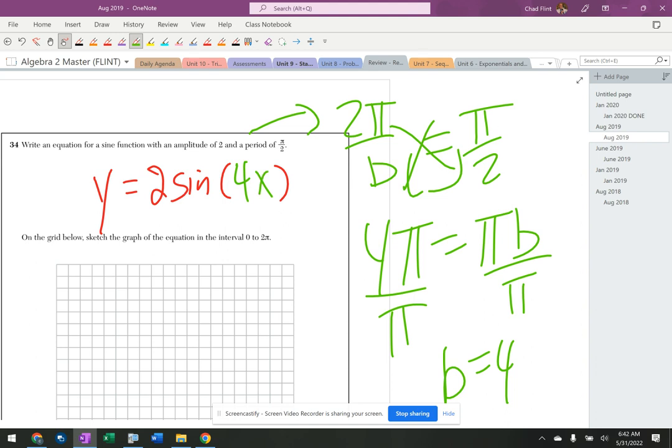All right, and that's evil, it's evil. I just don't like these questions. All right, but if I really know what's going on here, I can figure that out. All right, so 2 pi over b, that's pi over 2.